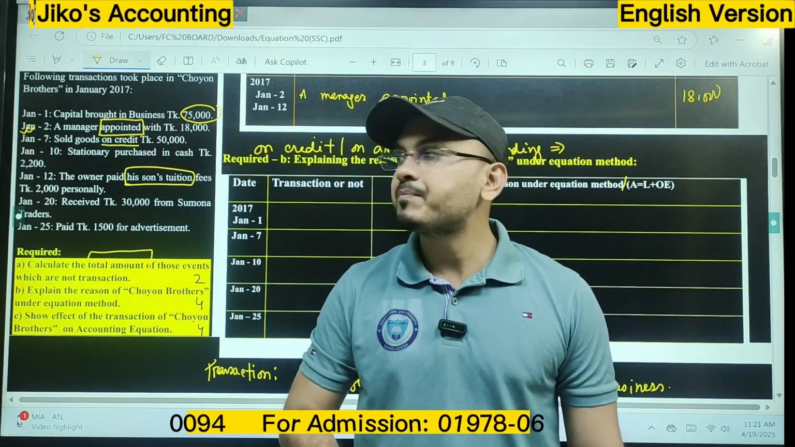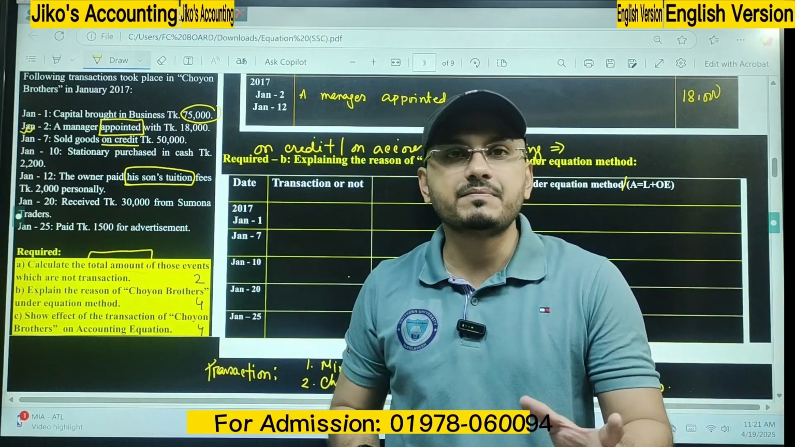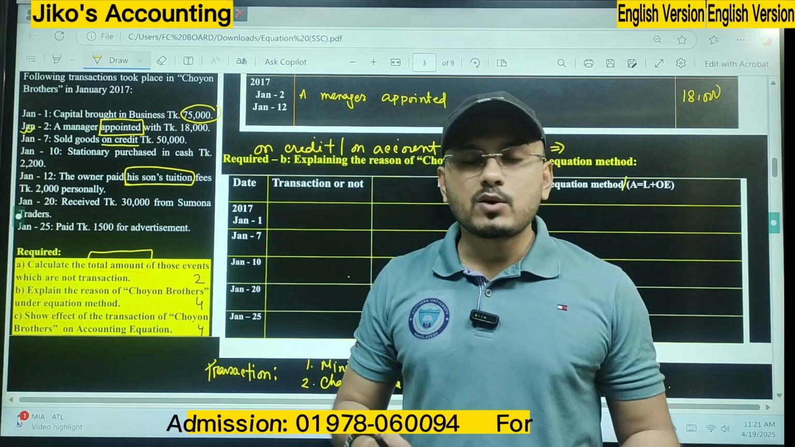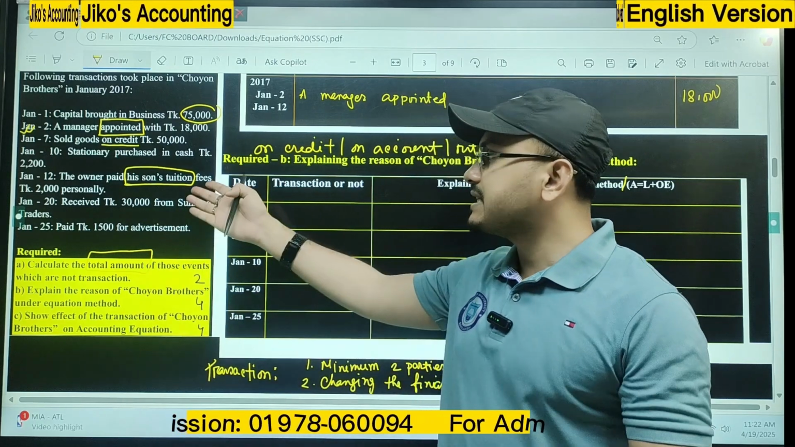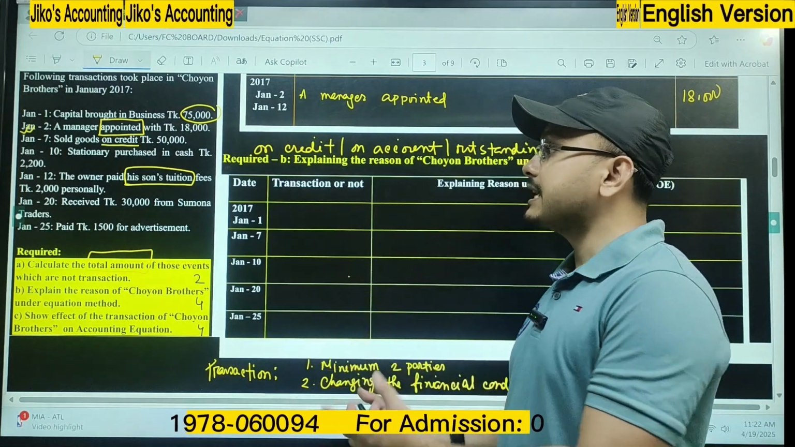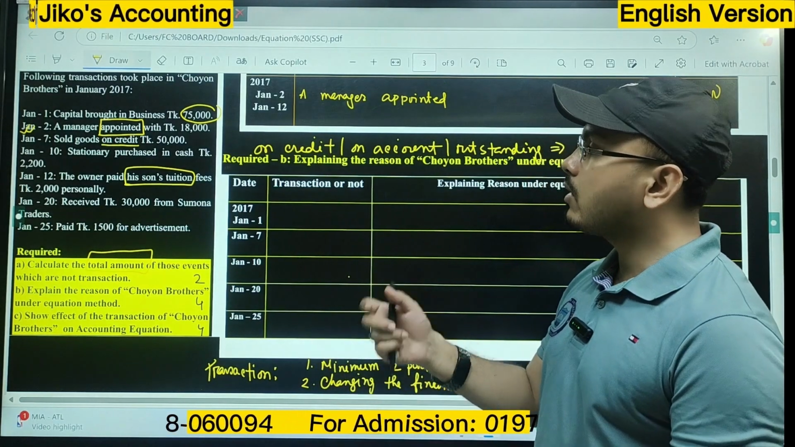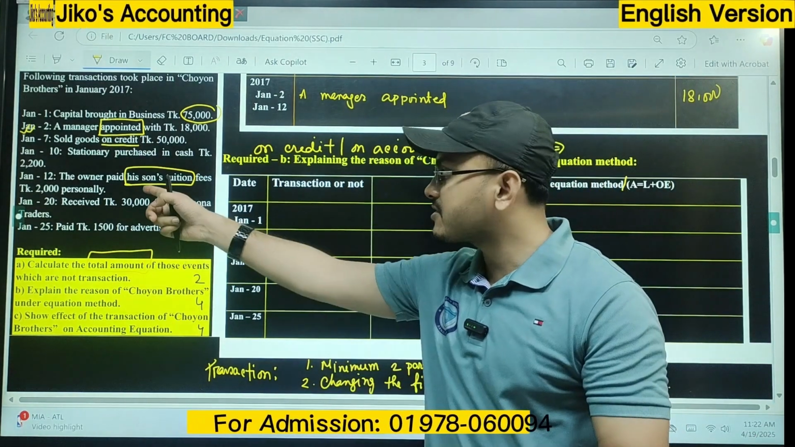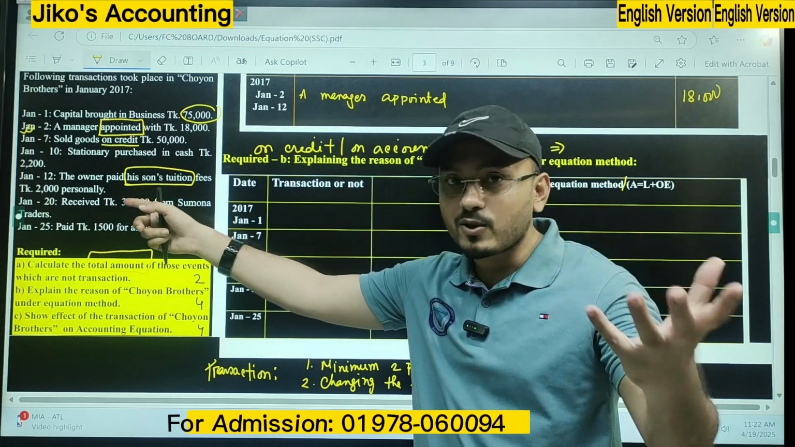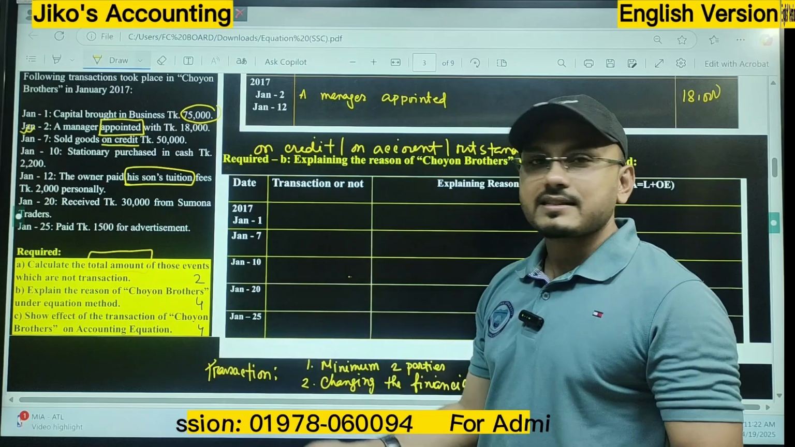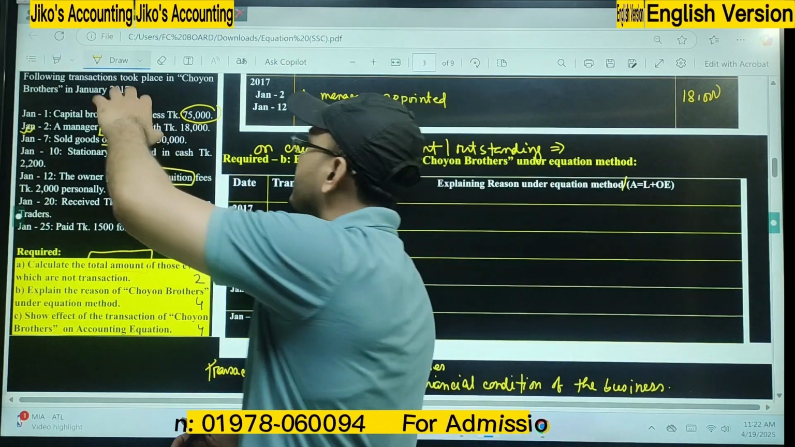If the owner pays anything for his personal purpose, it won't be included in the business because it is not my business matters. We haven't paid anything because of this payment. There is no change of the financial condition of the business, because here it doesn't mean that the owner paid his son's tuition fees from the business. Is there anything mentioned from the business? No. That means there is no relation with these transactions. So it's a personal purpose of the owner.